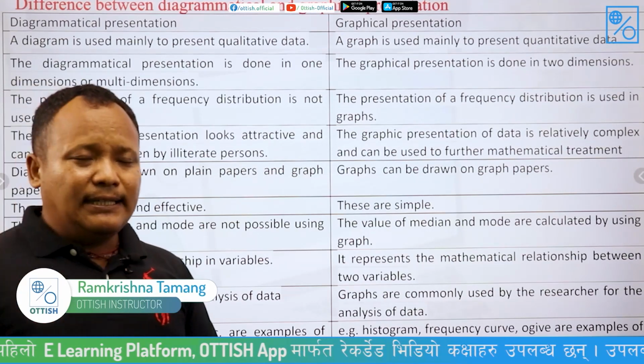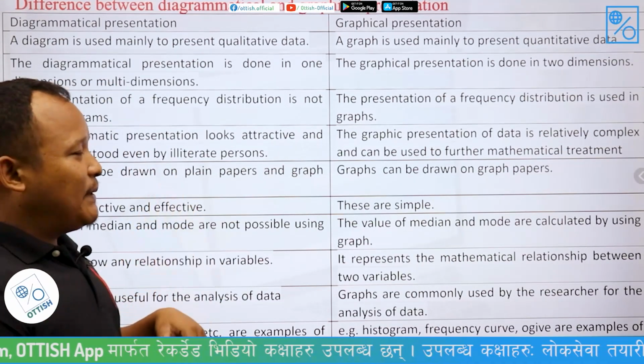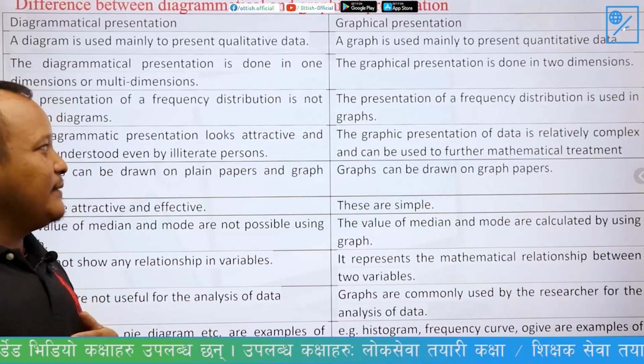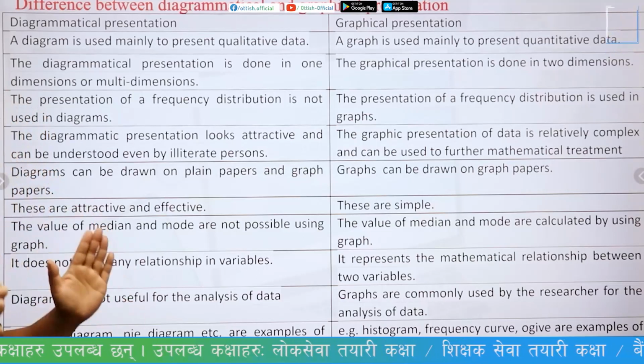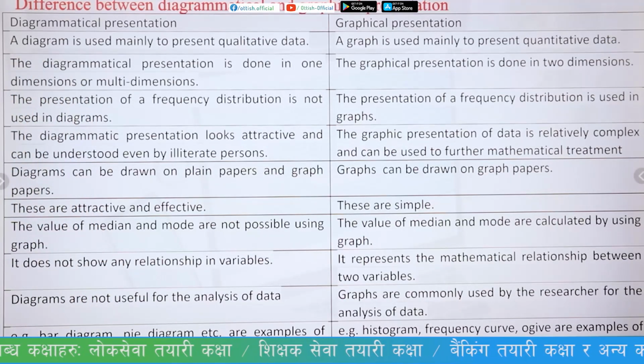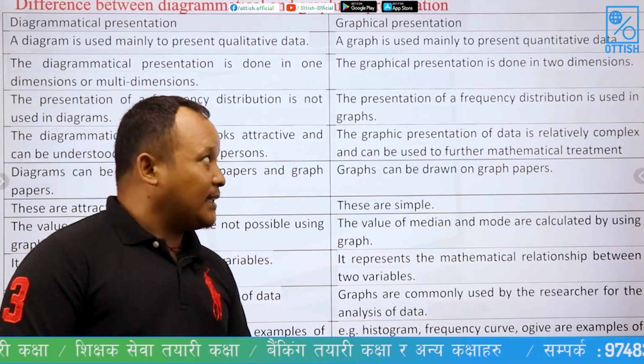Next important part. So far we have covered the basic idea, now we need a comparison between the diagrammatical presentation and graphical presentation, because the course of study focuses on the diagrammatic presentation. In the diagrammatic presentation, we should compare the diagrammatic presentation with the graphical presentation. There are the following comparisons between the diagrammatical presentation and graphical presentation.